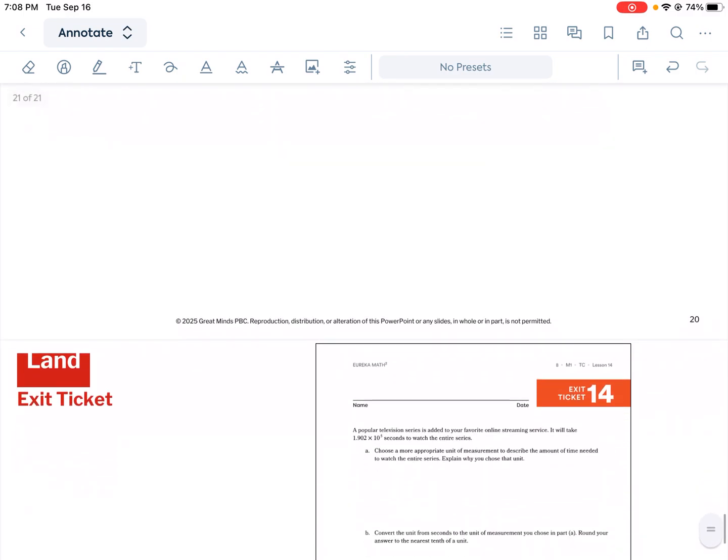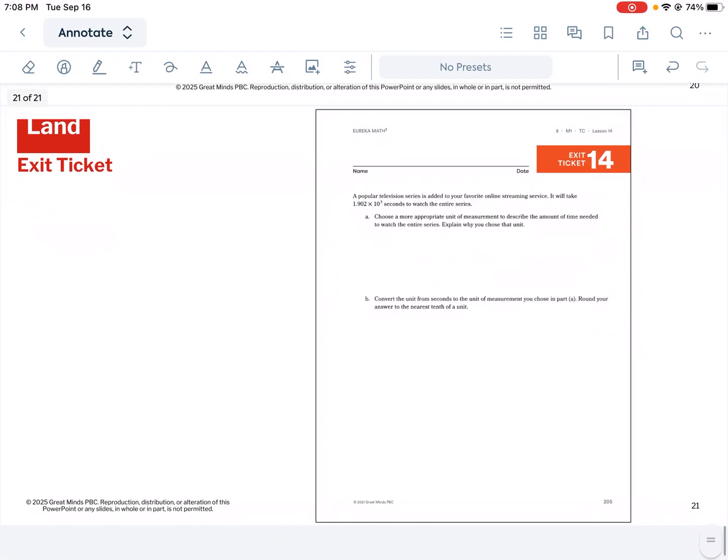Okay, moving on to the exit ticket. Now your exit ticket is only one question, but it's split up into two. You get 1 point for answering A right. You get another point for answering B right. Be ready to do some conversions. That's what we've been doing the whole time. Conversions. All right. But once again, when you see choose, cross that out. Cross out choose and just write the word convert. We're not choosing anything. We're converting directly.